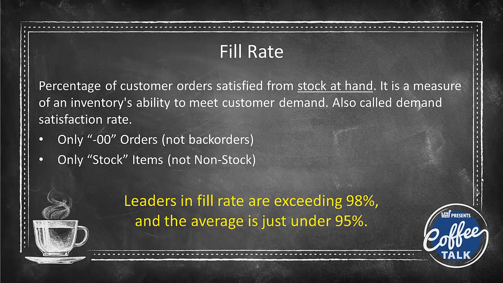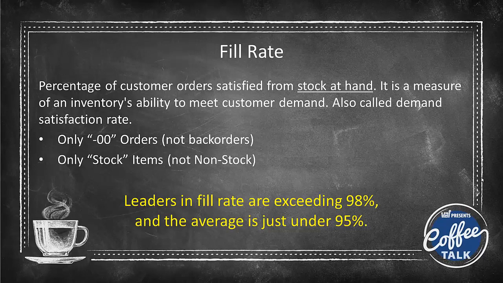Okay, so we only look at what we call 00 orders, the original order. We don't look at the back orders. And we only look at items that you flagged as stock items. Obviously, non-stock items, you're not expected to have those in stock, and those are truly special order type items. So out of items that you stock, when the first order comes in, the 00 order we call it, how well did you fill that demand? Okay, and getting some statistics from the National Association of Wholesale Distributors, leaders in the industry have fill rates of 98%.